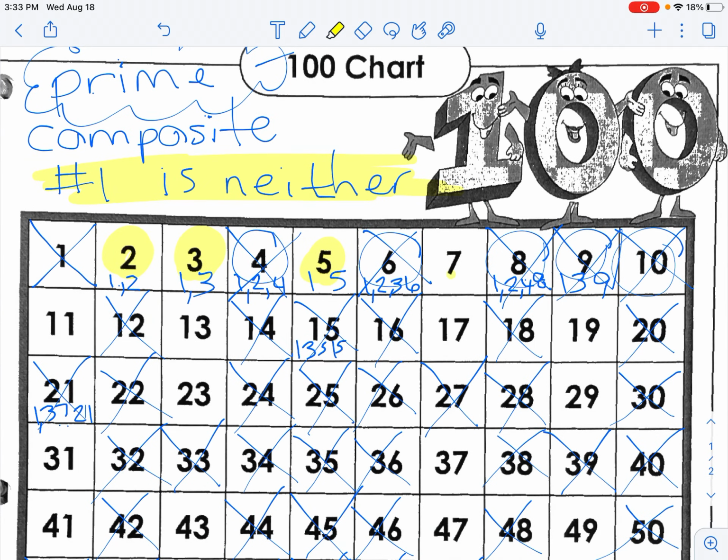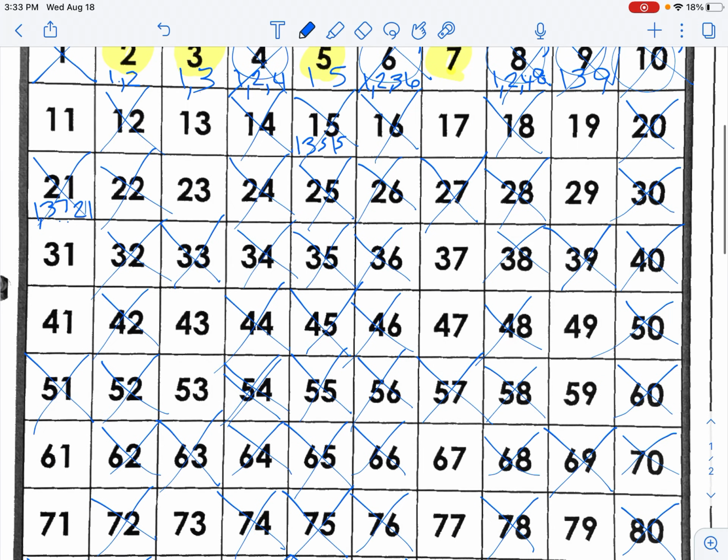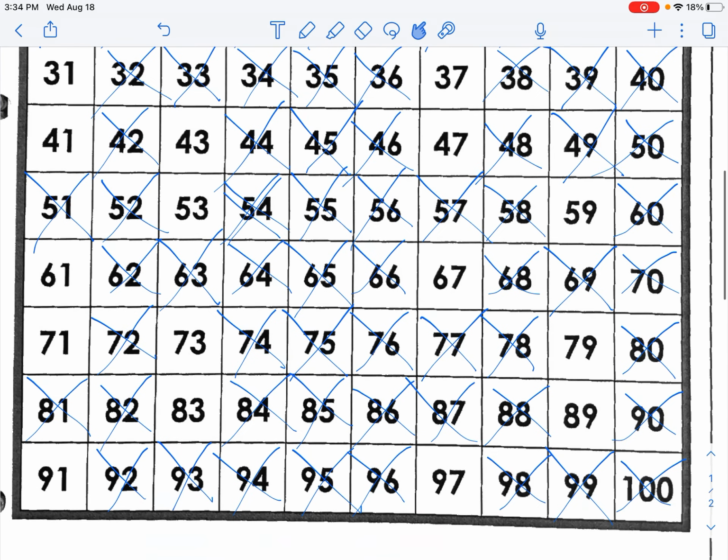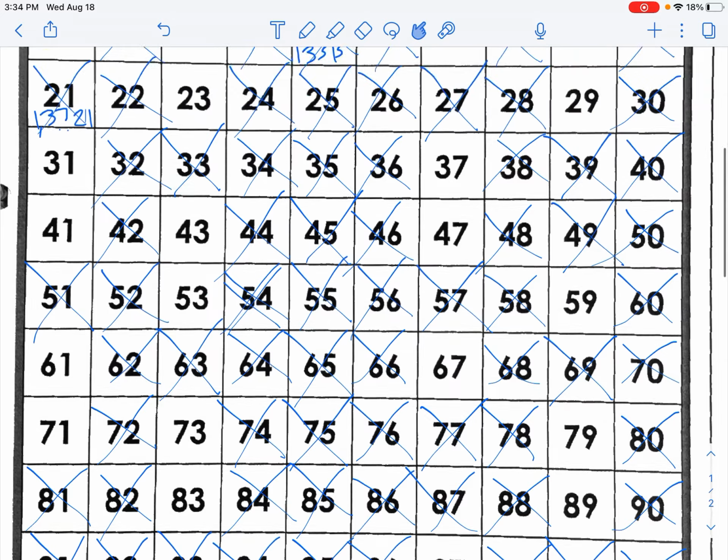The number 7 is a prime number. It only has 2 factors. So let's make sure we have all the multiples of 7 crossed out. So 7 times 2 is 14, 7 times 3, 21, 7 times 4, 28, 7 times 5, 35, 7 times 6, 42, 7 times 7, 49, 7 times 8, 56, 7 times 9, 63, 7 times 10 is 70, 7 times 11, 77, 7 times 12, 84, 7 times 13, 91, and 98.